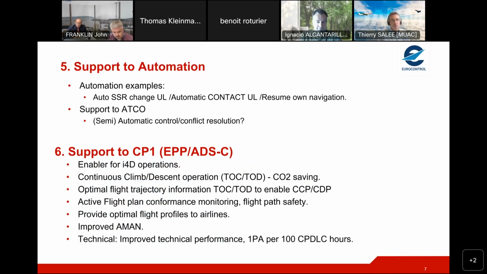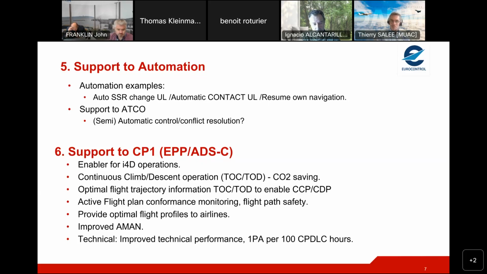And then last but not least, data link is helping to support the deployment of CP1, which is AFN and ADS-C. That's really one of the expected benefits in the coming years, to enable I4D operation, so let's say to get optimization of the flight profiles. When we talk about top of climb, top of descent for the aircraft, it means providing the pilot the best or optimal top of climb or top of descent, which is allowed through the use of ADS-C data.